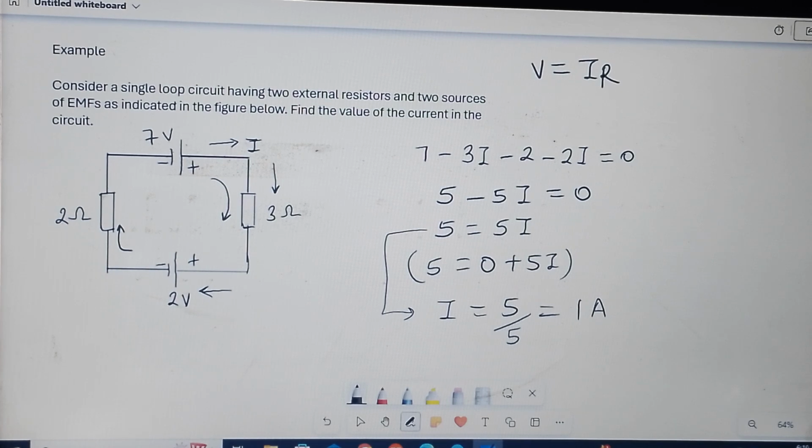In subsequent examples, we'll be looking at more complex circuits. This is just a single circuit. In the coming examples, we're going to look at more complex circuits comprising of maybe 2 loops or more. And we'll use Kirchhoff's law to resolve such circuits.